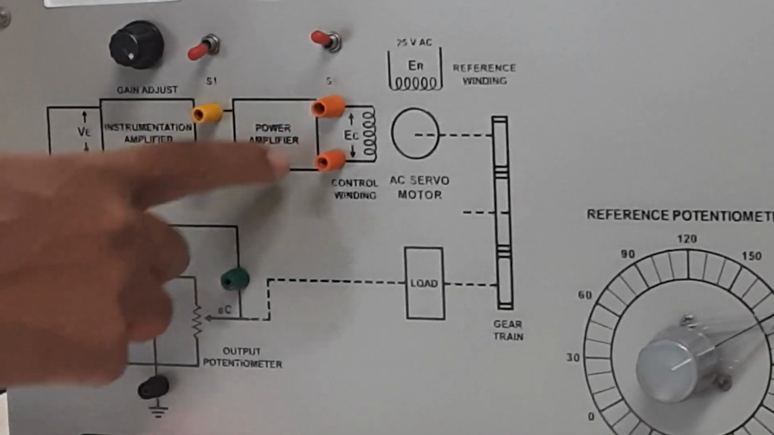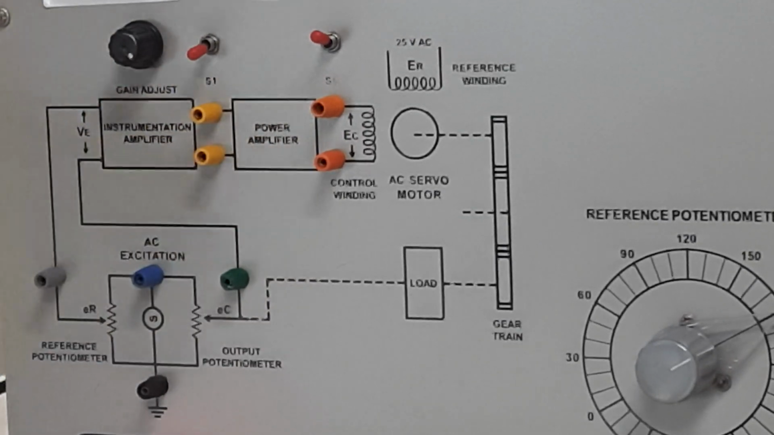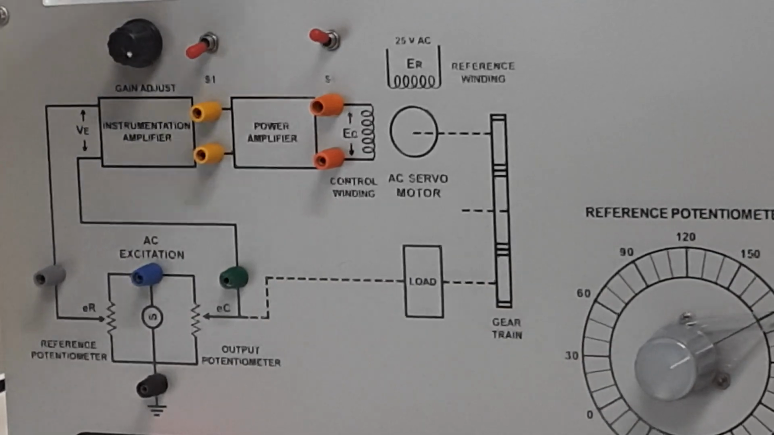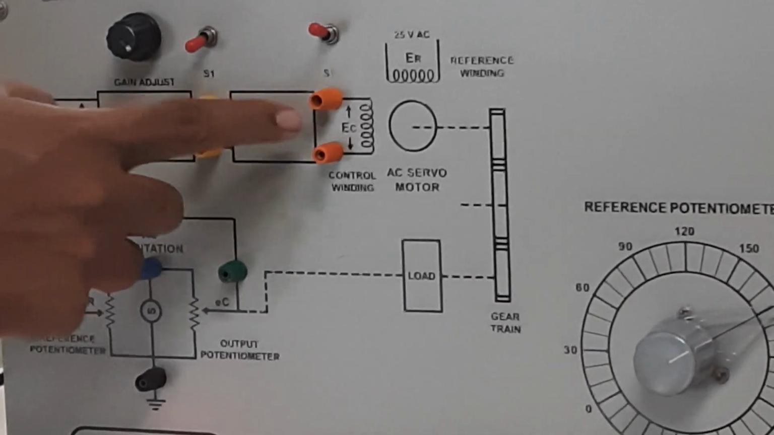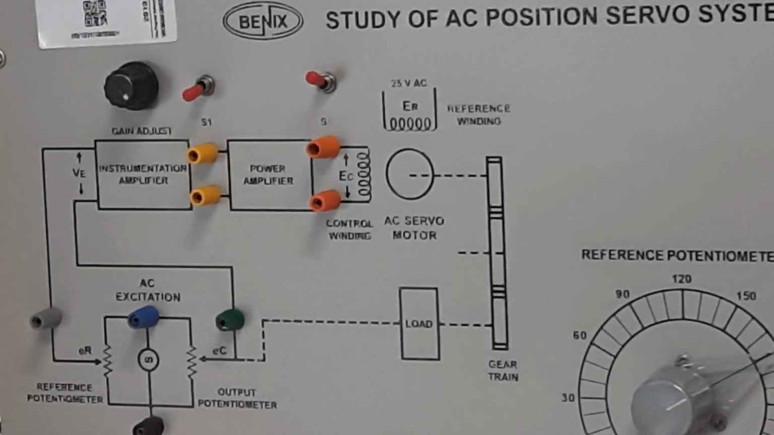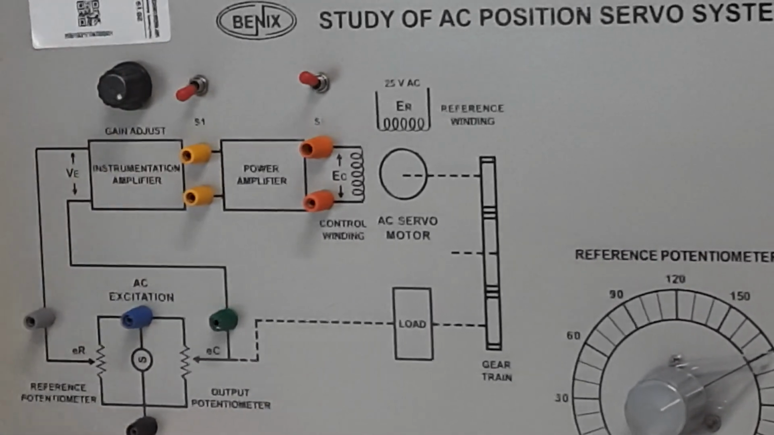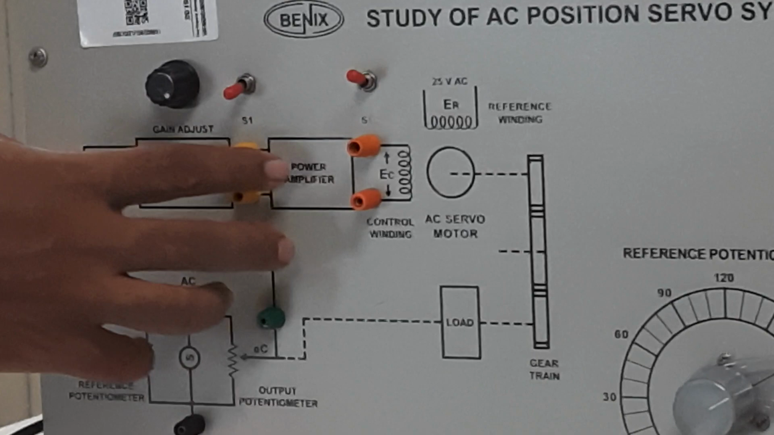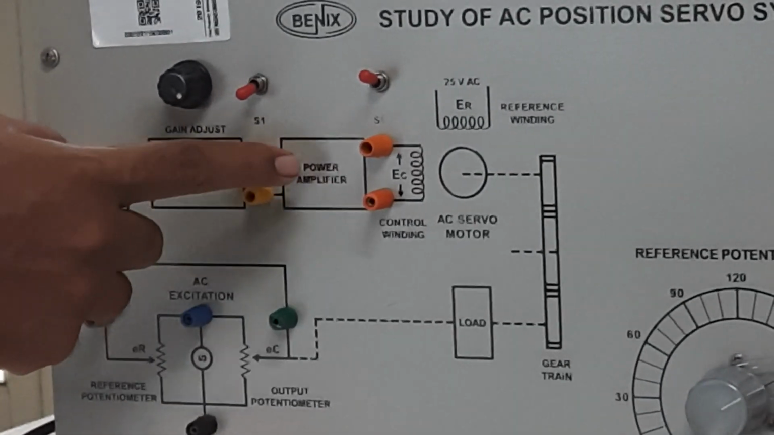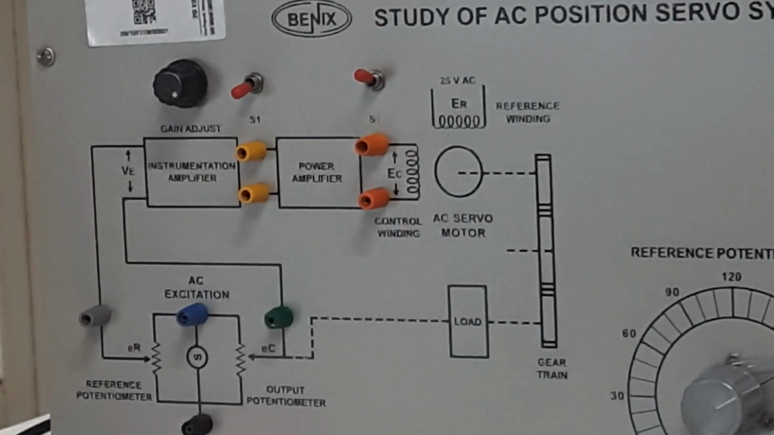What are the characteristics of this power amplifier? This power amplifier is normally a class AB push-pull amplifier, and its output rating is a 40 volt DC supply and 5 watts output power. Why do we call this a power amplifier? Because this amplifier is the one which is going to drive your AC motor.